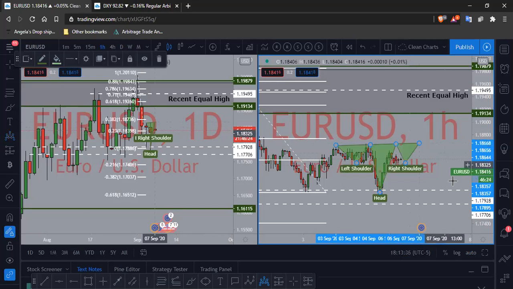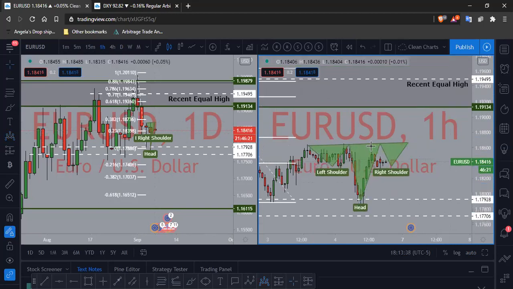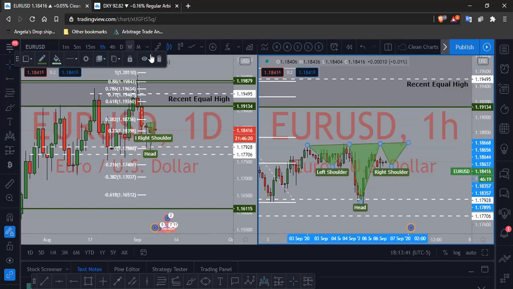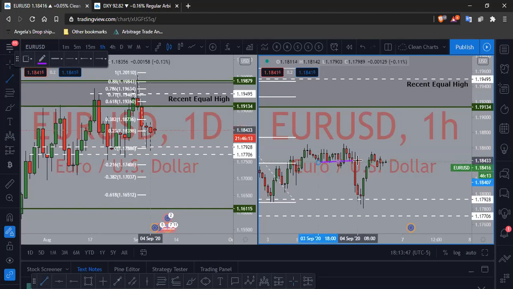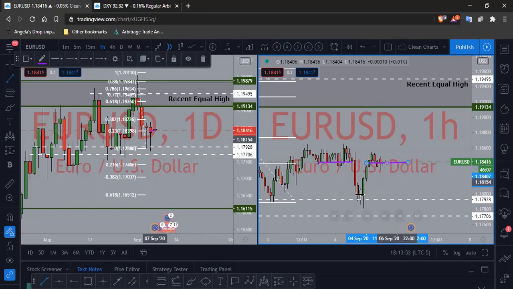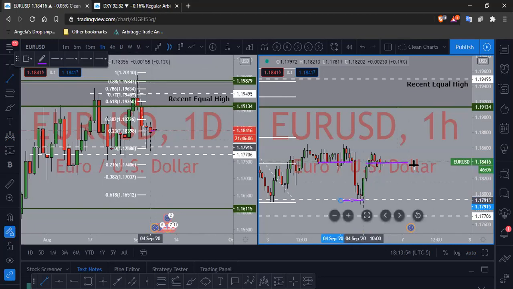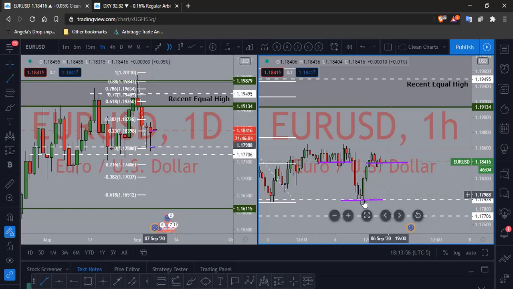Basically, what I'm looking at right now, I'm just going to erase this because I don't like using inverted head and shoulders like that, is that there's this support right here that I'm watching, to see if price is going to respect it and go bullish, because this is the head, left shoulder, right shoulder. If it respects this, then it'll go bullish.